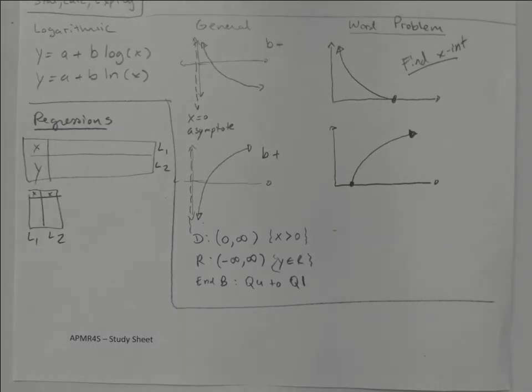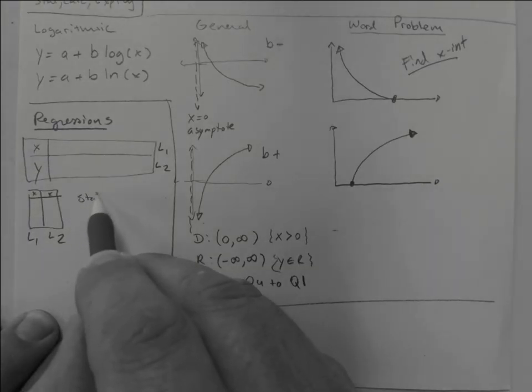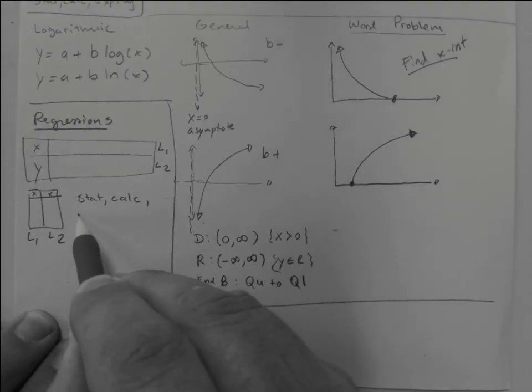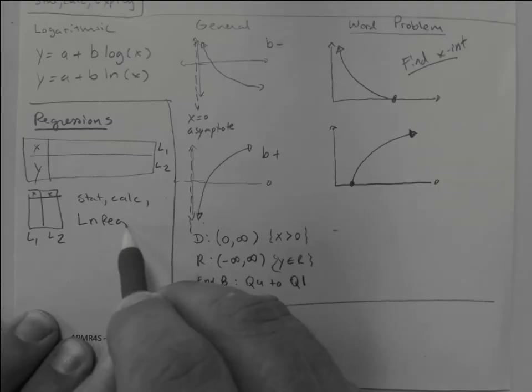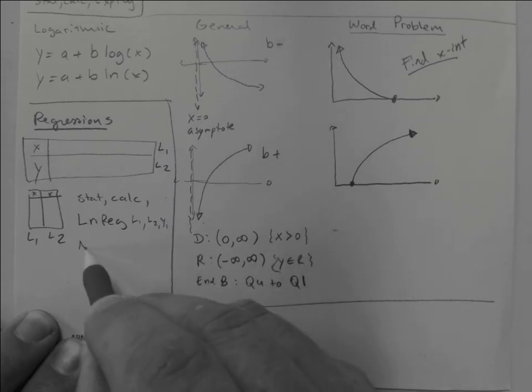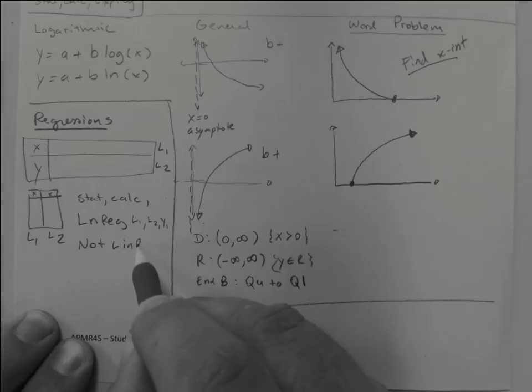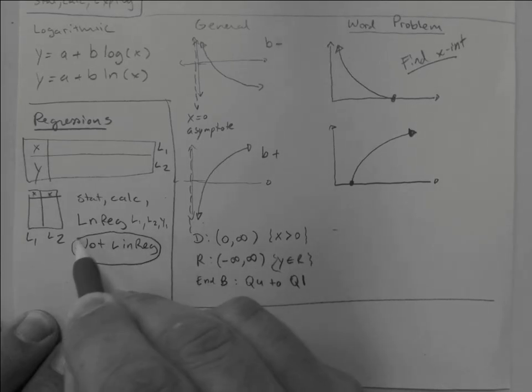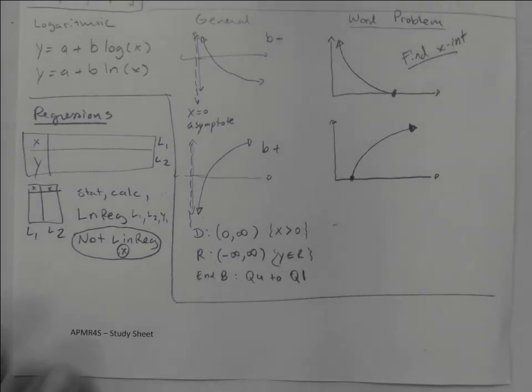and this is why I want to put this in the notes in your study sheet, because some students mix this up with lin regression, L-I-N. That's linear. You don't want that if it's a logarithmic, okay? Stat, calc, Ln regression, okay? L1, L2, Y1. Not Lin reg, okay? This would be wrong, okay? Do not use lin reg because it's going to be the wrong one. The only regression you can do is a natural regression, a natural log.